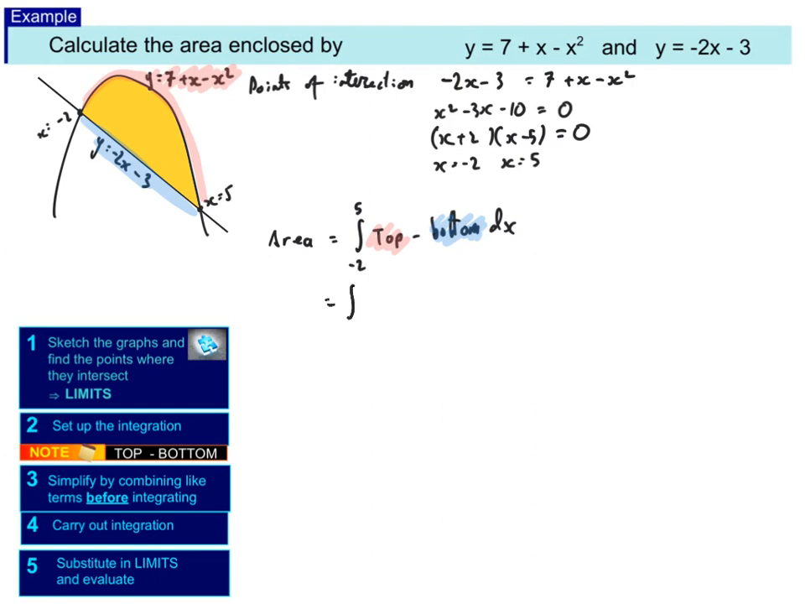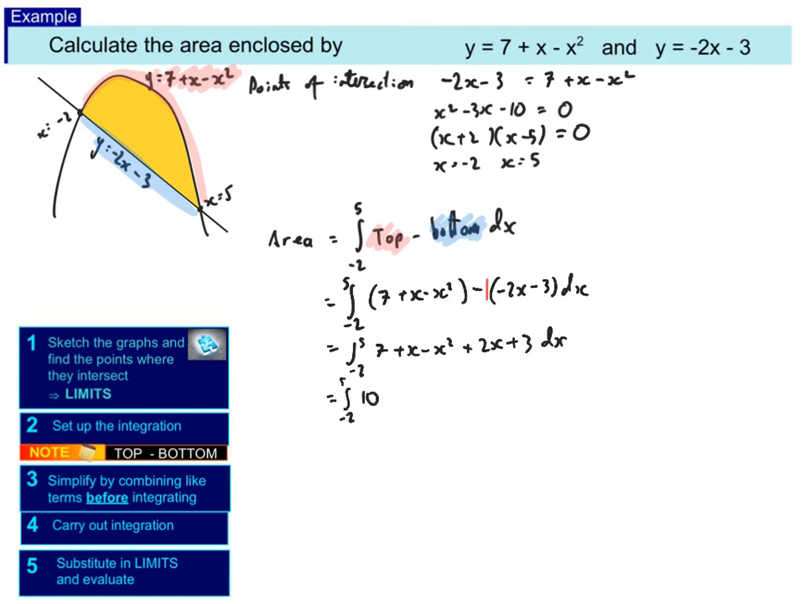Still need my integral symbol because I haven't done any integration. The top, 7 plus x minus x squared, minus the bottom, with respect to x. Still not doing any integration. I'm going to multiply out these brackets and tidy up. So this is the equivalent multiplying that second bracket by -1. So I'll get plus 2x plus 3. Don't integrate that, tidy it up.